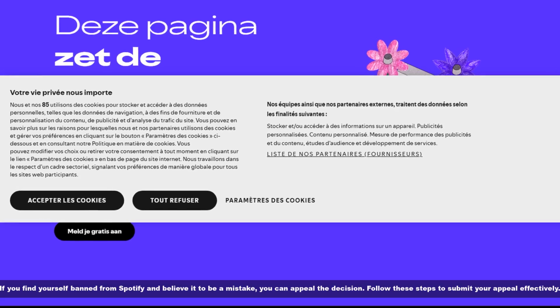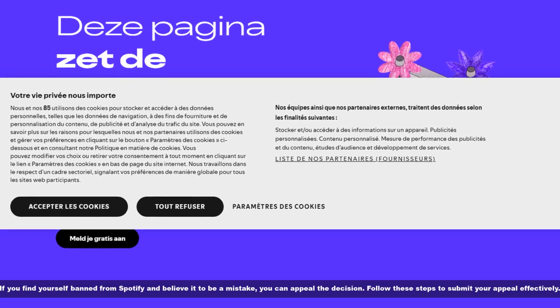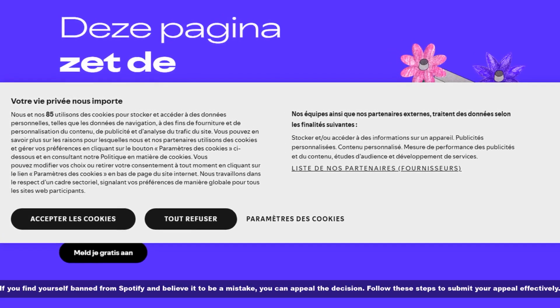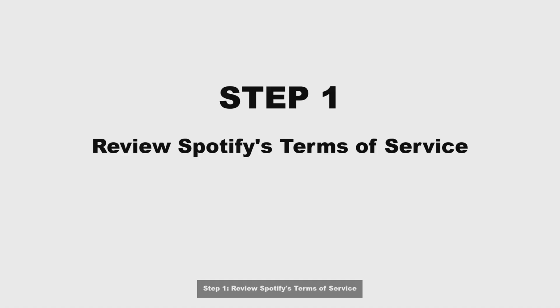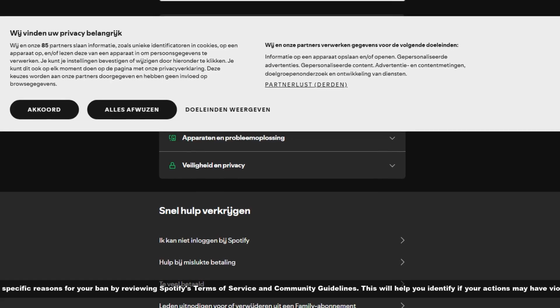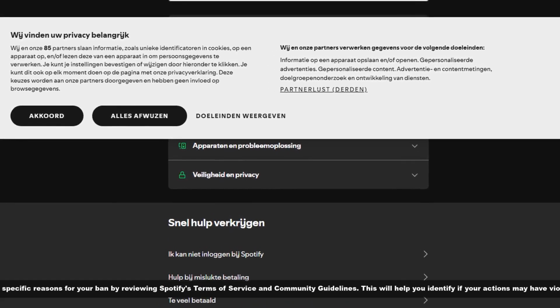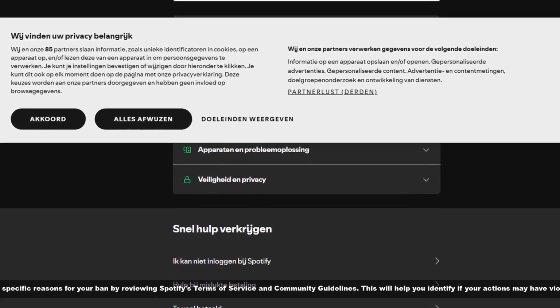If you find yourself banned from Spotify and believe it to be a mistake, you can appeal the decision. Follow these steps to submit your appeal effectively. Step 1. Review Spotify's Terms of Service. Understand the specific reasons for your ban by reviewing Spotify's Terms of Service and Community Guidelines. This will help you identify if your actions may have violated any rules.